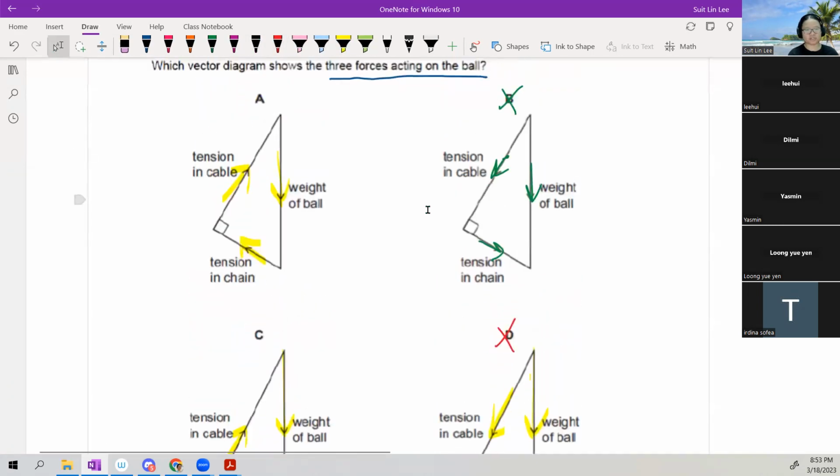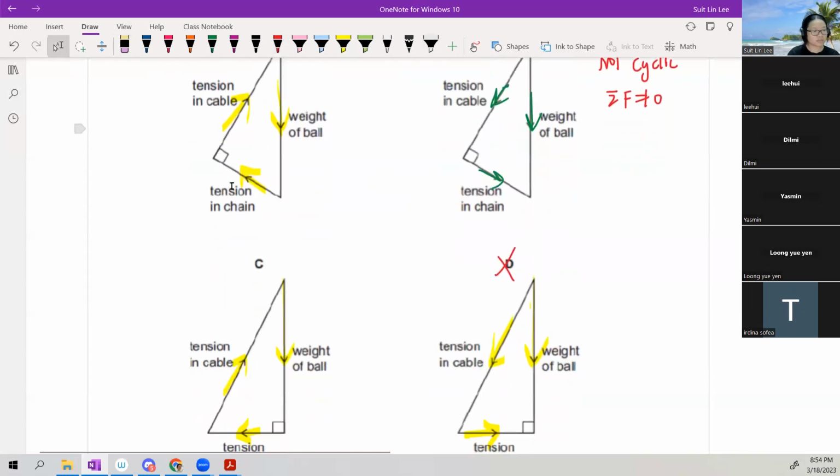So the first thing you look for is cyclic. And then B and D are not cyclic. If it's not cyclic, it means the net force is not 0, not in equilibrium. So now we consider A and C. Just by comparing these, the only difference I realize is the angle, not the orientation of the triangle. I don't care too much about that. I'm talking about the angle.